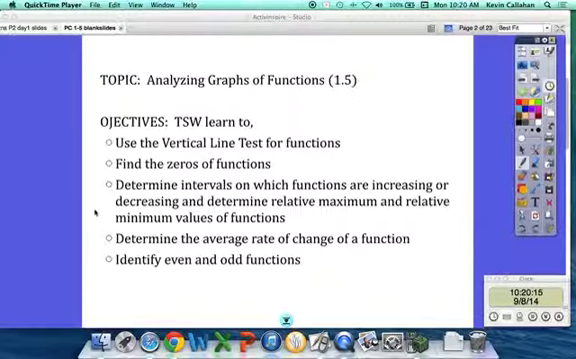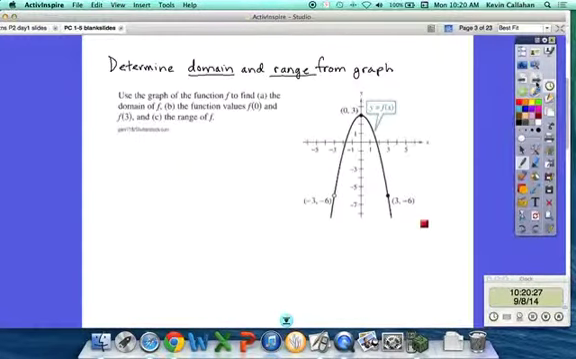And then relative maximum and minimum values. We'll do that. Average rate of change, and even and odd functions. Kind of a hodgepodge of things. I think some of them you've already had. Some of them might be new. So first, domain and range.